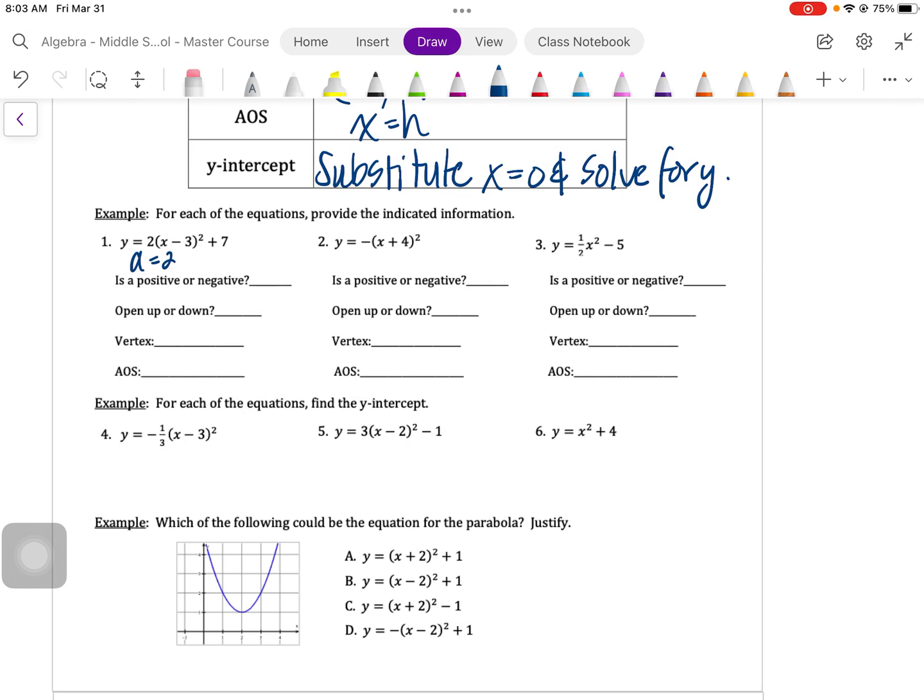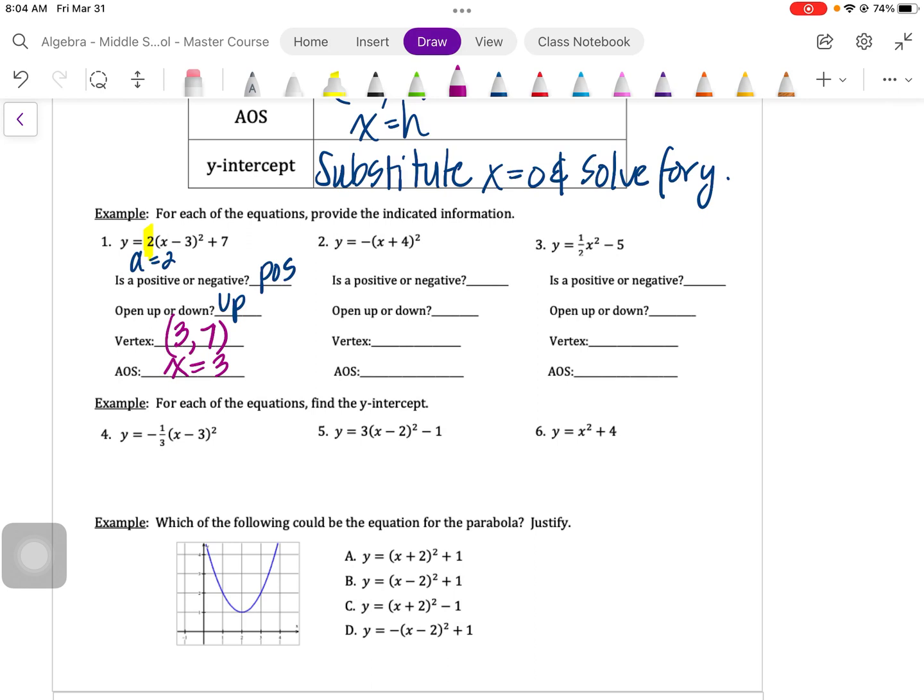So if a is 2, I know that because that's a positive number, my graph is going to open up. Okay, the vertex comes from the values of h and k, which in this case is (3, 7). So remember that 3 stays positive and 7 stays positive, and then the axis of symmetry just comes from the value of x. So it's always an x = equation. Okay, one other thing to focus on in this equation is this value of a right here. That is going to cause our graph to stretch. So it is a stretch of the parent function. We'll come back to that in a little bit.